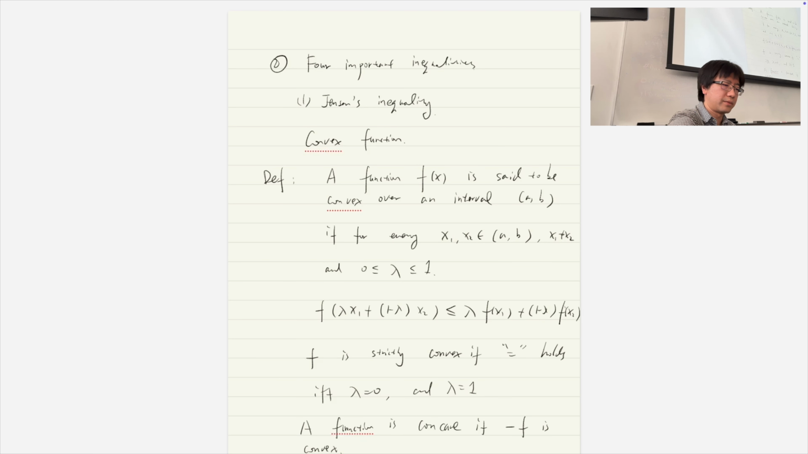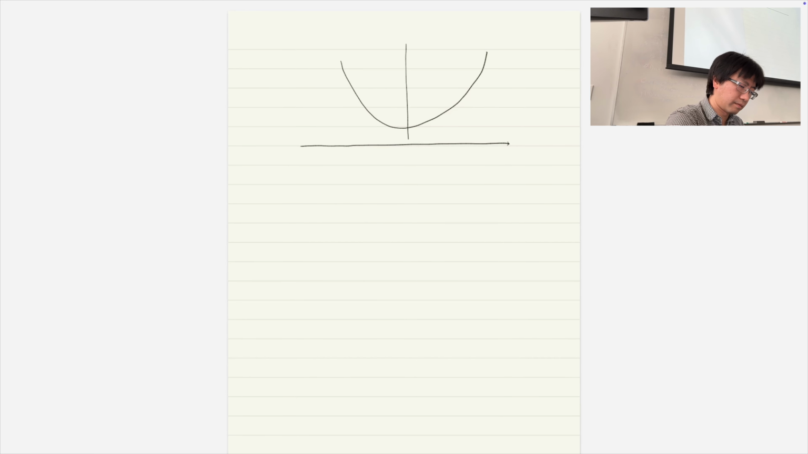Okay, so let's see an example. What's the shape of this function if it's convex, right? Probably some of you know that already. Basically, a convex function looks like this. Okay, so this is a convex function.